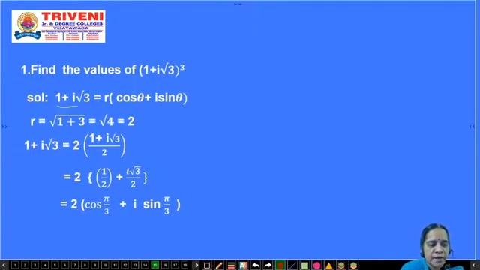First we have to write 1 plus i root 3 is equal to r into cos theta plus i sin theta. This is the polar form. First we have to find the value of r here. What is r? We already know that for a complex number a plus ib, in the polar form, r is the square root of a square plus b square. Here the value of a is 1 and b is root 3.